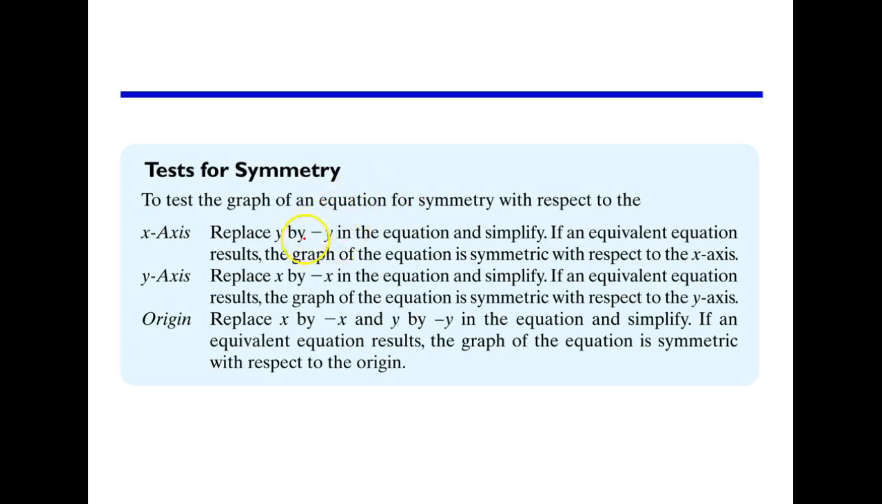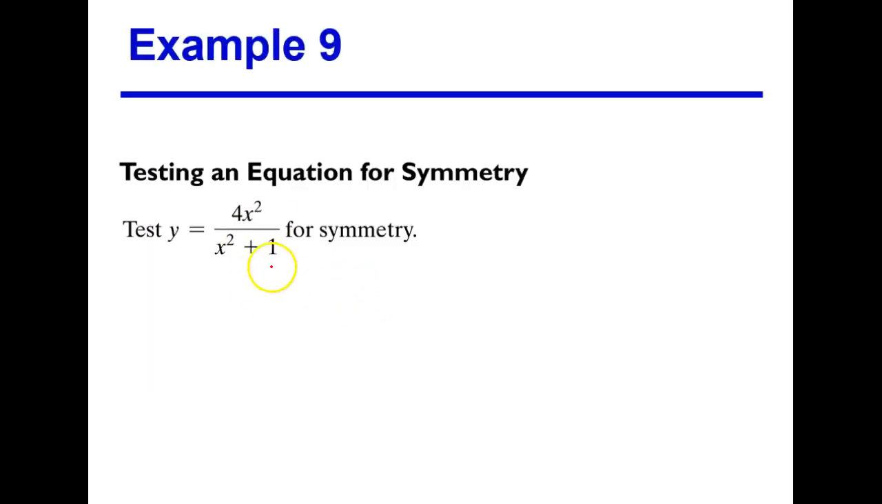Okay, so how can I test for this, whether I have a graph or an equation? To find if it's symmetric around the x-axis, I replace y with negative y in my equation and simplify. To find if it's symmetric around the y-axis, I replace x with negative x. And if I want to look at the origin, I replace both x and y with negative x and negative y. So let's look at what this actually looks like.